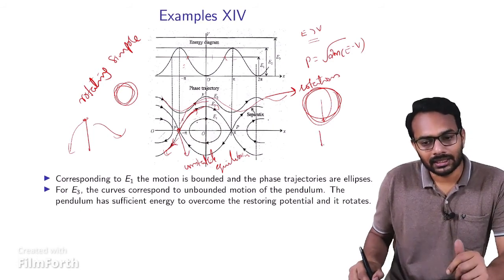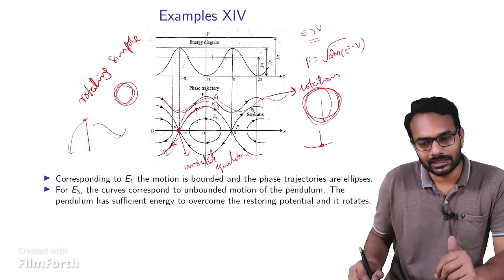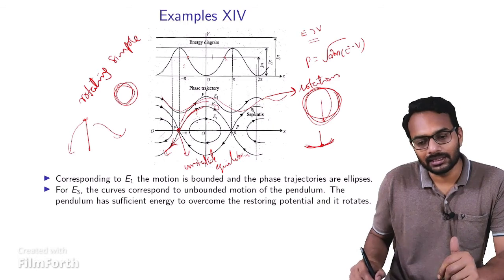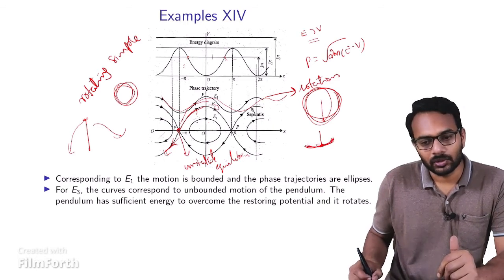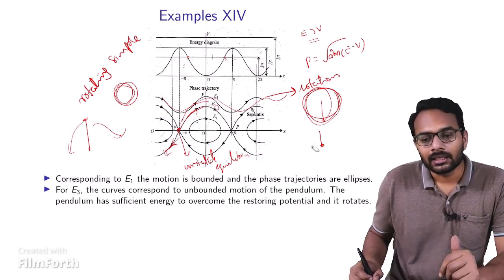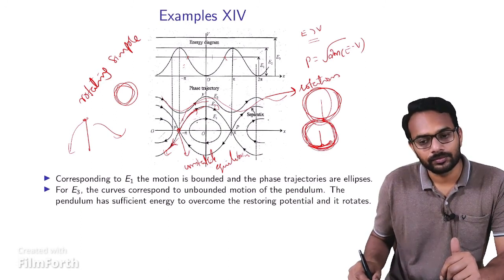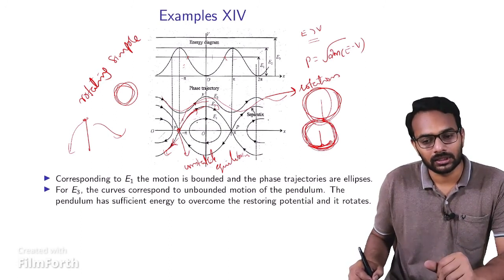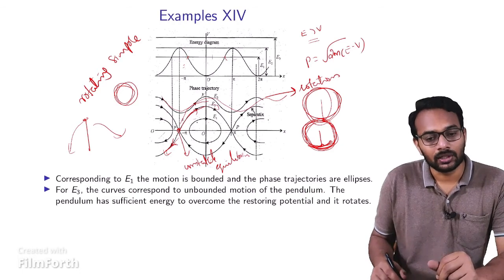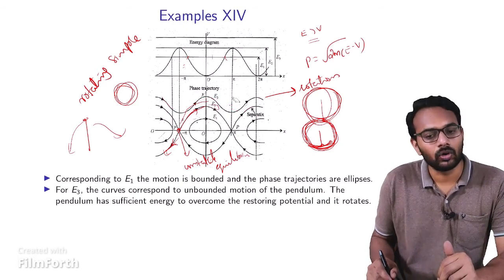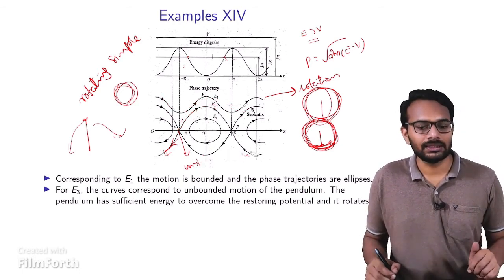So in real space, it is just the opposite. In real space, periodic motion just goes like this, but rotation gives you a closed curve. In this case, it's just the opposite. The rotation of the simple pendulum gives you this open curve in phase space. So this is not very difficult.